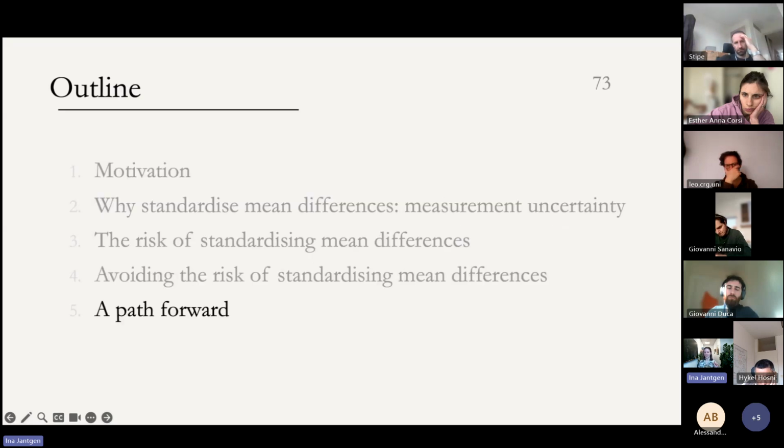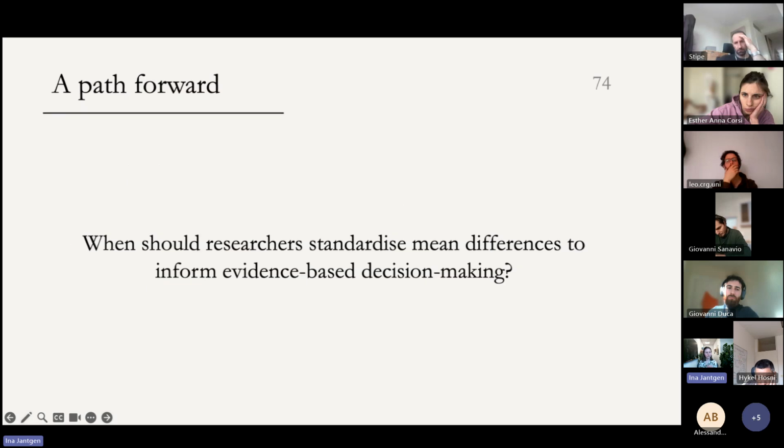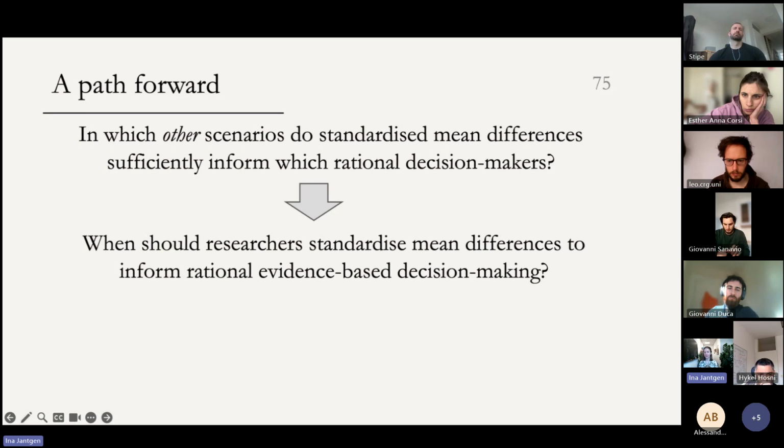Where does this all leave us then? So I think it leaves us here. At a bigger picture level, the question I want to ask is: when should researchers standardize mean differences to inform evidence-based decision-making? There are a variety of perspectives one can take on this question. The one I focused on today is the rational choice perspective. And from that perspective, I've argued that there are scenarios in which standardizing mean differences risks stripping away information that an agent cares about, and scenarios in which it doesn't.